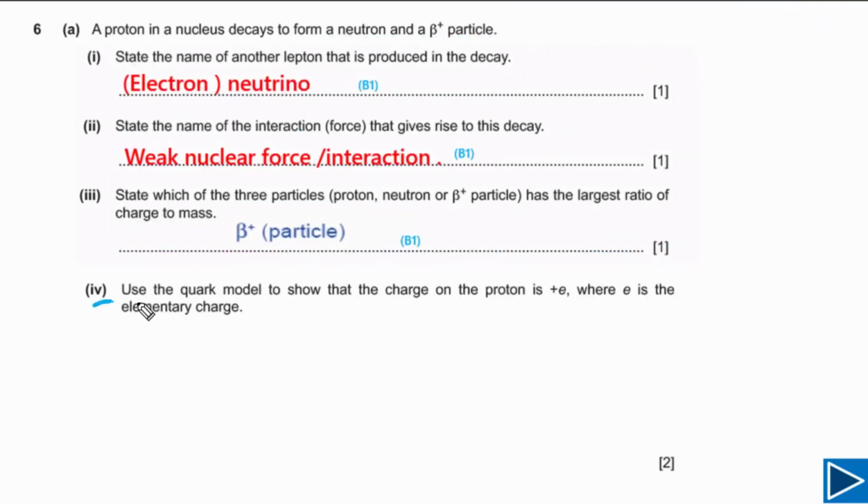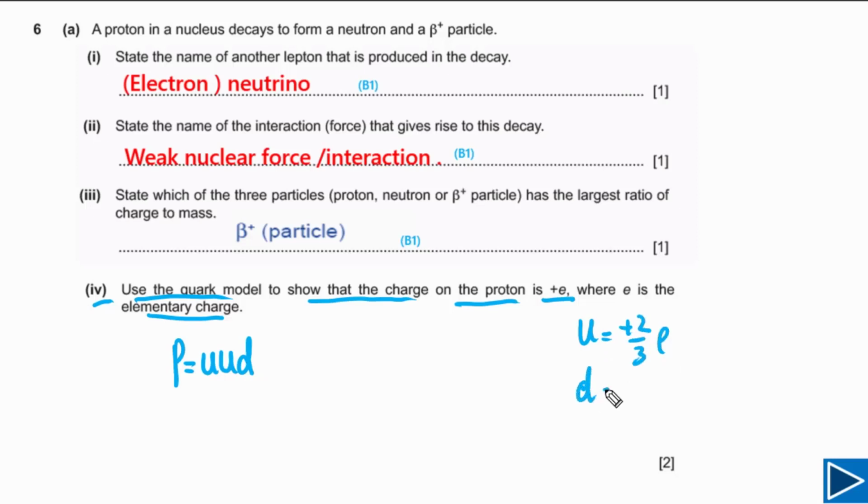For the next part, we need to use the quark model to show that the charge on the proton is plus e, where e is the elementary charge. First of all, let's understand the quark composition of a proton. A proton consists of two up quarks and one down quark. The charge on one up quark is plus 2 by 3 e, and the charge on one down quark is minus 1 over 3 e. Now we simply need to add these charges together.